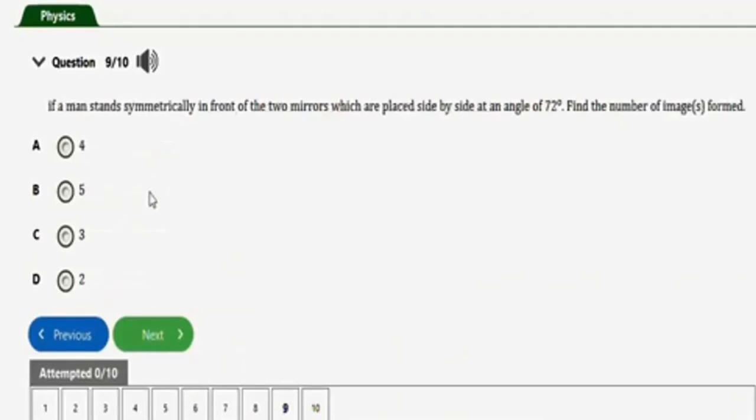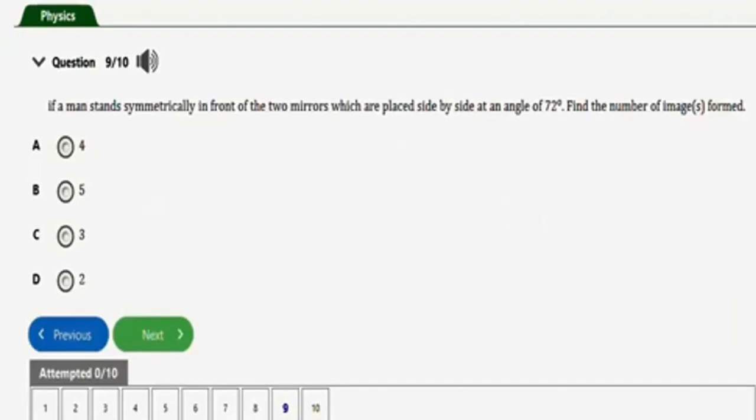It says, if a man stands symmetrically in front of the two mirrors which are placed side by side at an angle of 72 degrees, find the number of images formed. Now guys, take note of this particular question. Very important. Oftentimes I've seen this kind of question repeated, though they might change the degree of the angle, but the same principle of formula you need to apply.